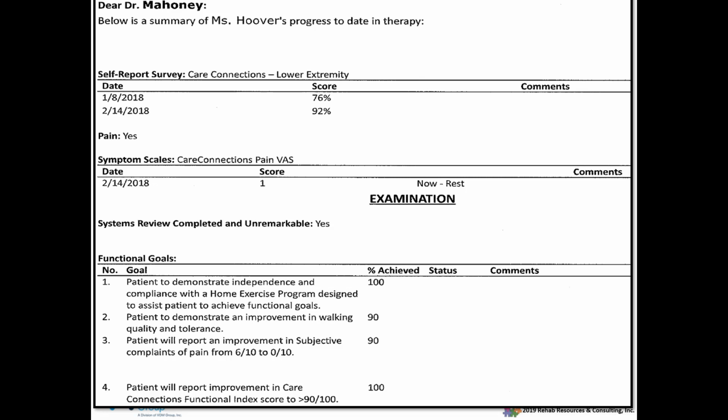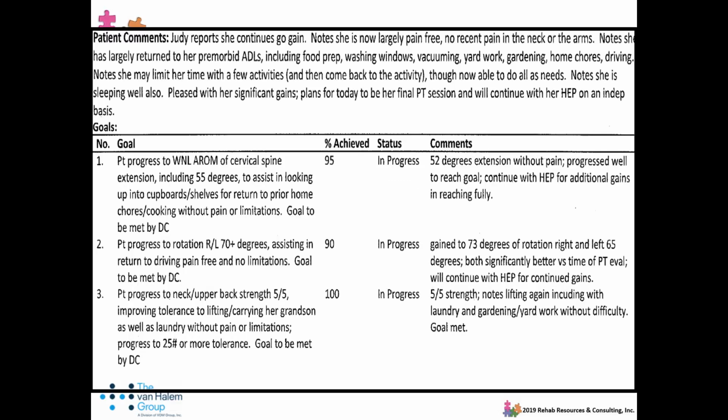And then the goals achieved, we do have percentage achieved, but again, an improvement in walking quality and tolerance, 90% achieved. So what does that mean? And if the improvement in subjective complaints of pain was only 90% achieved, then what does that mean? So we need to think about what our documents are telling the physician when we're sending them.